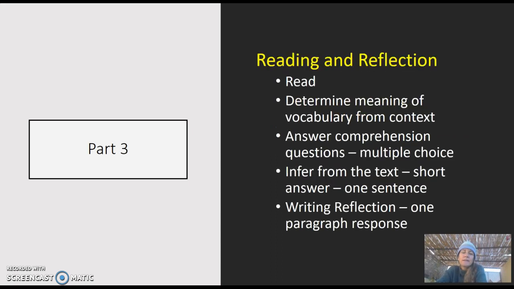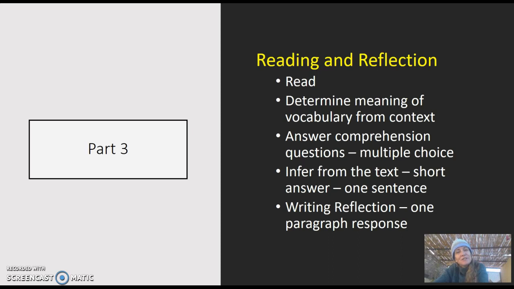Part 3 of the final, and this will make up the major part of the final exam, is a reading and reflection. So as you might expect, you'll need to read something. It will be of average length, probably 3 to 4 pages long. It will be one of the 4 genres that we have studied in class. I'm not going to tell you that up front.